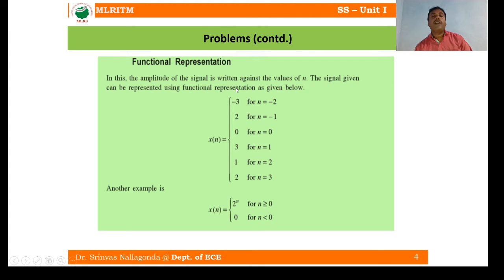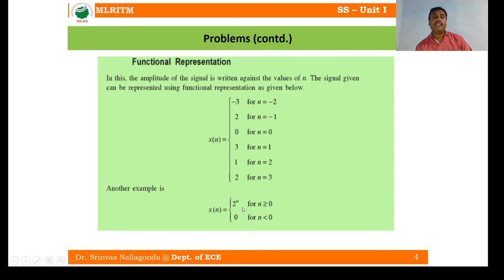Now we will see functional representation. The same signal I have taken and am representing in a functional form. So x of n is equal to -3 for n is equal to -2, 2 for n is equal to -1, 0 for n is equal to 0, 3 for n is equal to 1, 1 for n is equal to 2, 2 for n is equal to 3. Means this is looking like a function, right? So that's why this is another form of discrete time signal representation, that is a functional representation.